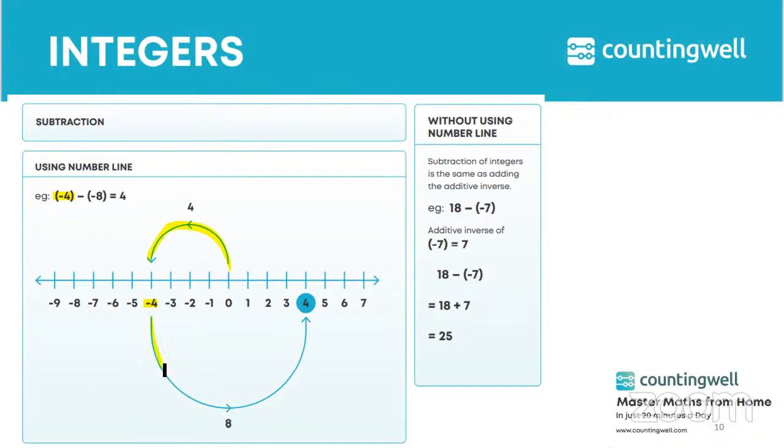So when we are moving, here you can see we have the number 4. We have to move 8 units.